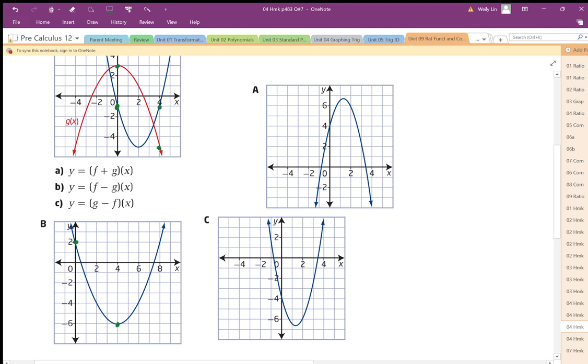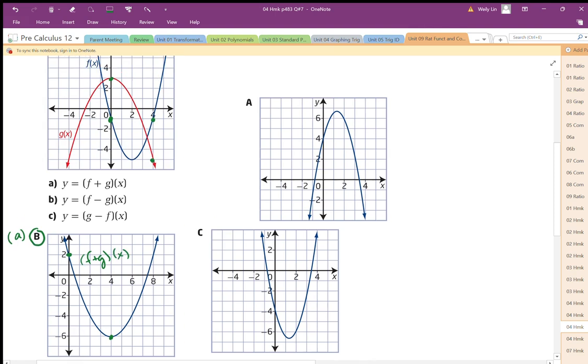It's a positive, wider, upward-opening parabola, and it's a little bit wider because the leading coefficients work against each other. So B is going to be the graph for A. This is going to be f plus g of x.